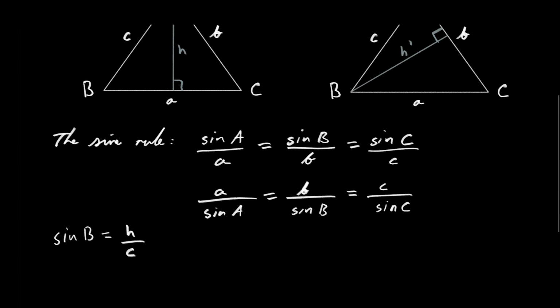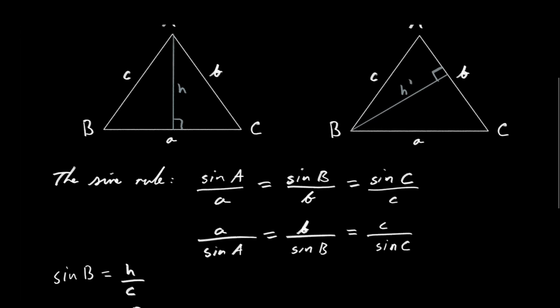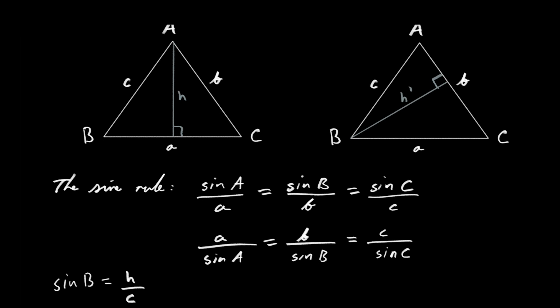Okay, so from this, if we multiply both sides by c, we obtain an expression for h equal to the side length c times the sine of the angle b. But we can do the same thing in triangle 2, or the triangle on the right hand side.